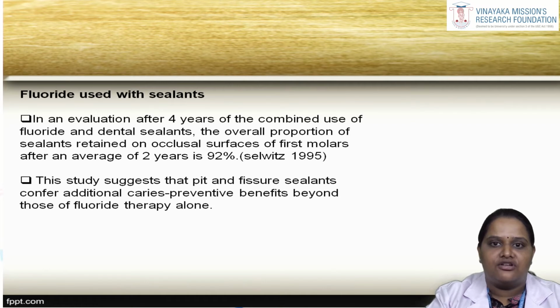In the evaluation after 4 years of the combined use of fluoride and dental sealants, the overall proportion of sealants retained on occlusal surfaces of first molars after an average of 2 years was 92%, reported by Selvitz in 1995. This study suggests that pit and fissure sealants confer additional caries preventive benefits beyond those of fluoride therapy alone.